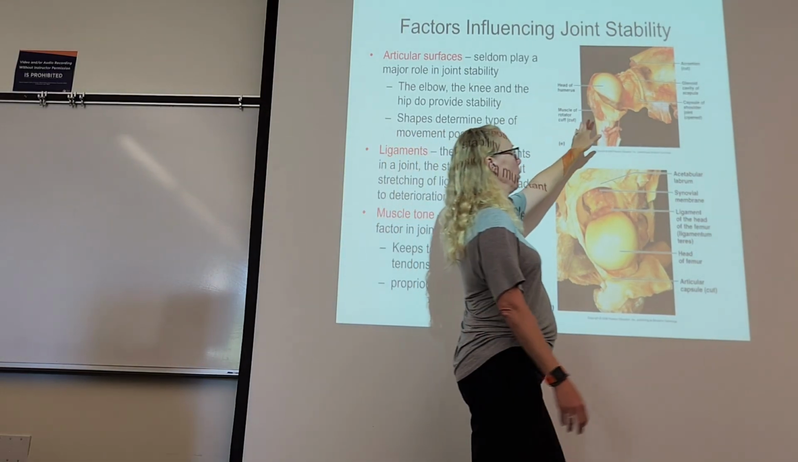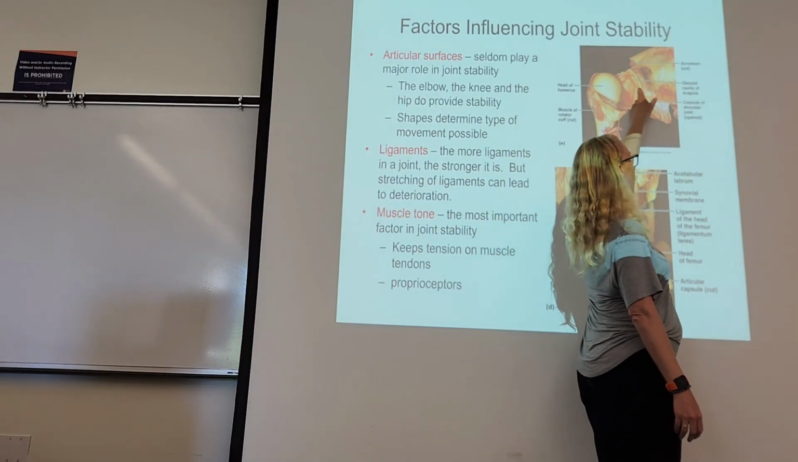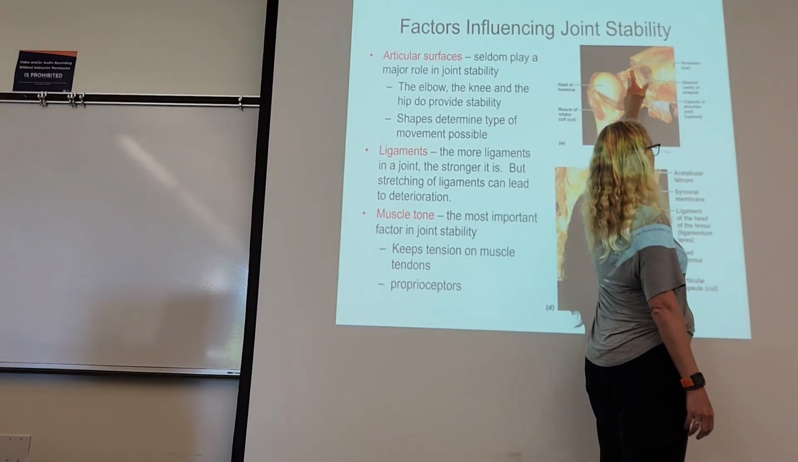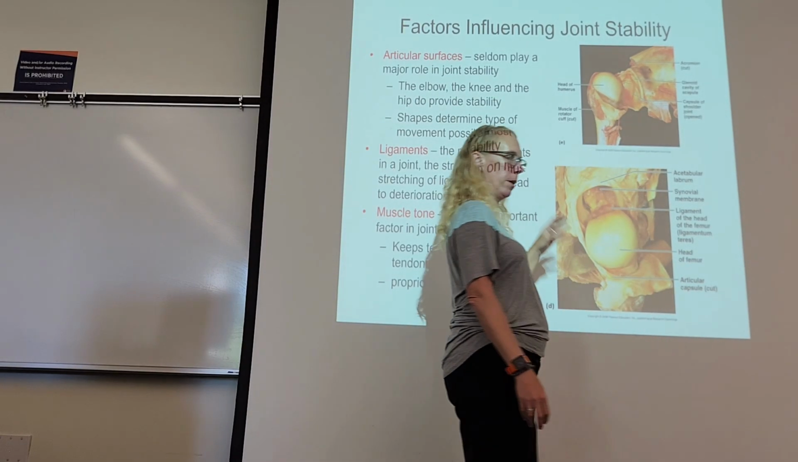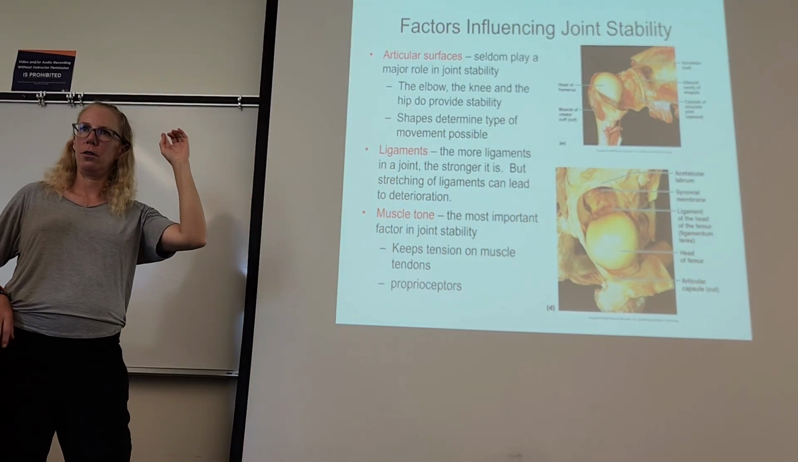Because the head of the humerus is so much larger than the glenoid cavity, you have a cartilaginous structure around it called the glenoid labrum. Has anyone had a labral tear, or know anyone that's had a labral tear? No? You guys are so healthy.